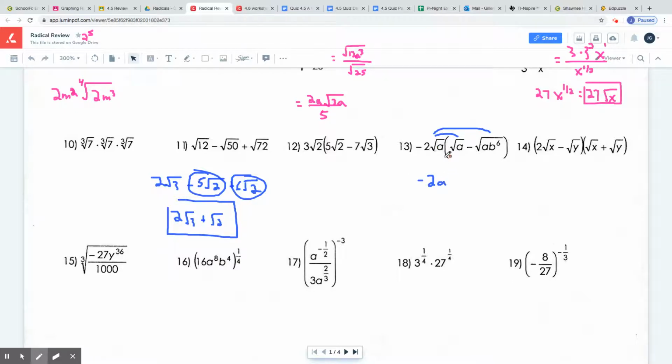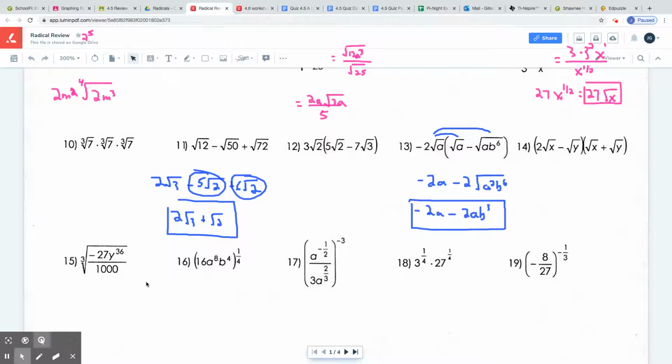All right. Here I get negative 2 times, well, a times a is a squared, right? Which is going to be a. We'll do that in a second. A squared b to the sixth. Well, I can simplify that to negative 2a minus the square root of a squared is a. A comes on the outside. And b to the sixth is b cubed. So negative 2a minus 2ab cubed. You can't combine them. They're not like terms.